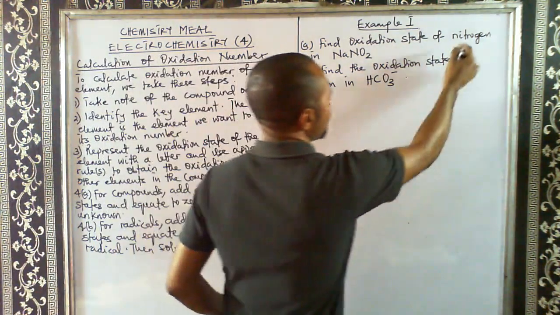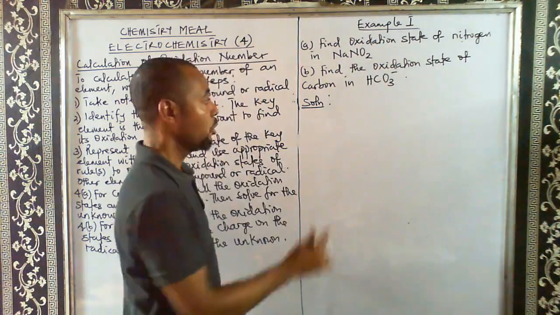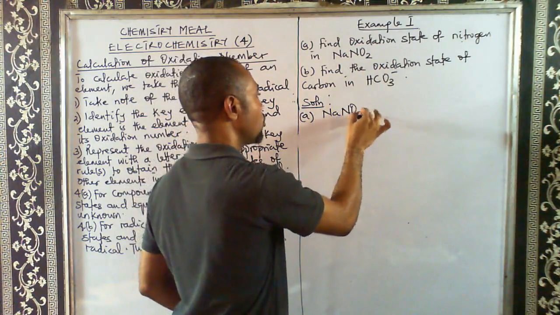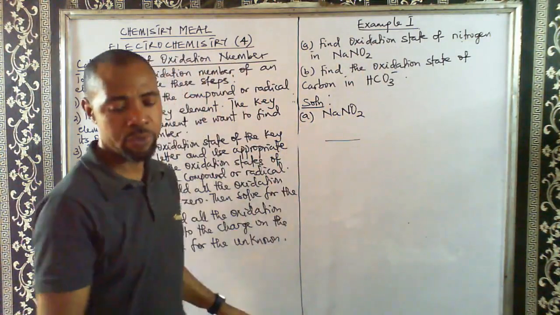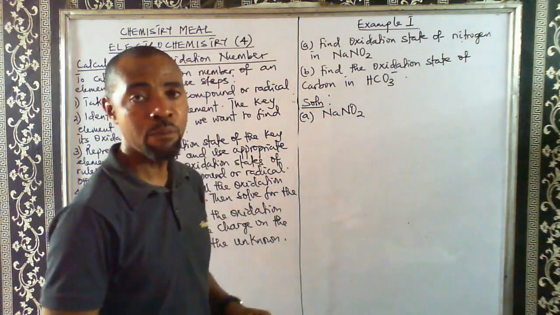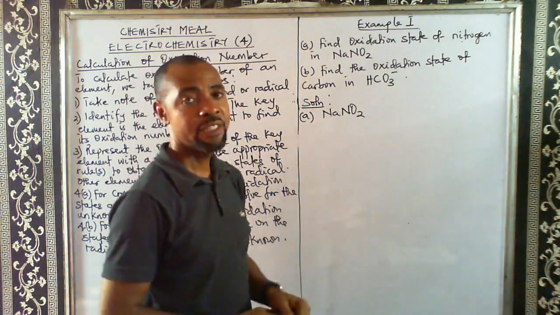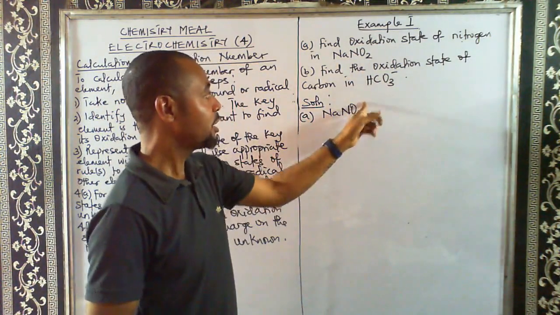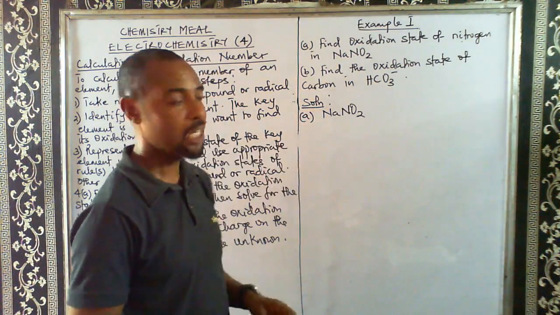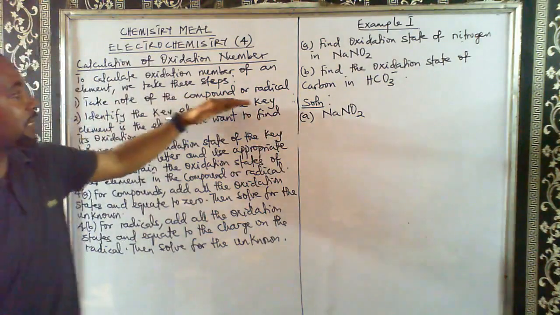Find the oxidation state of nitrogen in NaNO2. Now this is a compound. Someone will say, how do you know? There's no charge here. Compounds are formed by chemical combination of two or more elements. Since there is no charge, this is a compound. Okay, so we have identified this as a compound.